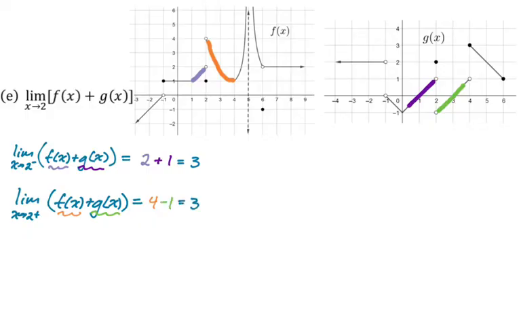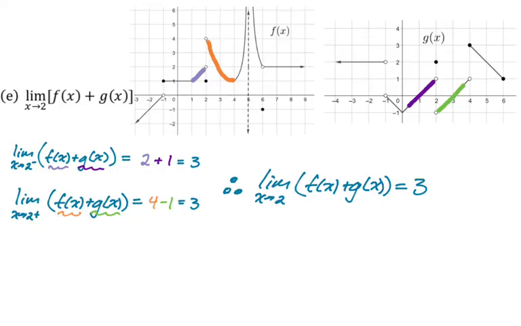It's not really a miracle, but it's really neat when these give you an actual answer and don't just not exist. I always think they work very hard to make these problems very annoying. So kudos to whoever actually came up with them. So we got 3 both times, so we can say that the limit as x approaches 2 of f of x plus g of x is equal to 3.